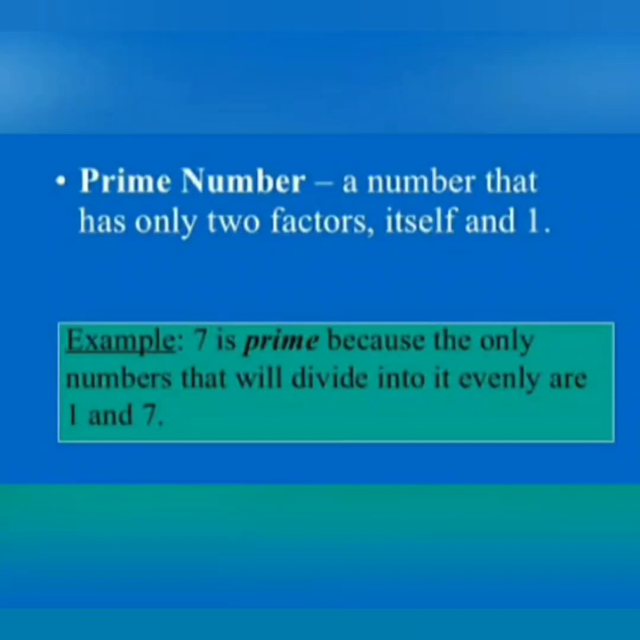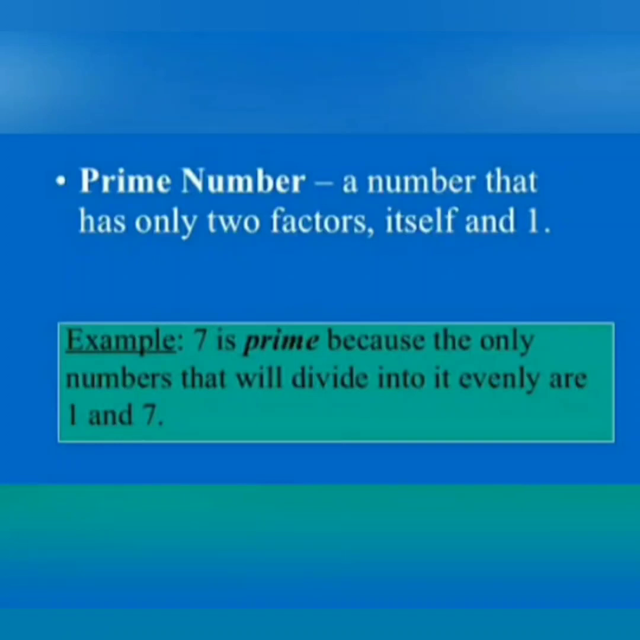Hello students, today we are going to study the types of numbers. First of all, we are studying here prime numbers. What are prime numbers? A number that has exactly two factors, not more than two factors. What are they? The first one is 1 and the other is itself.